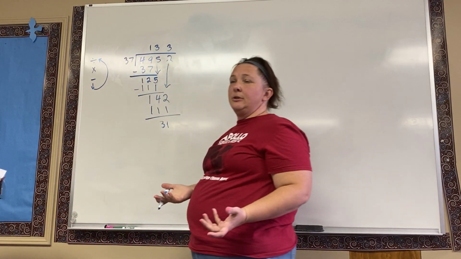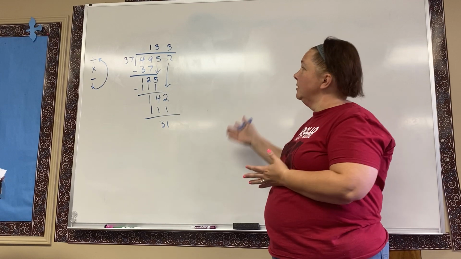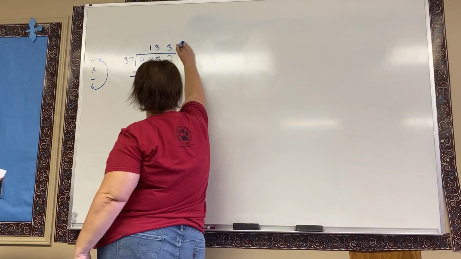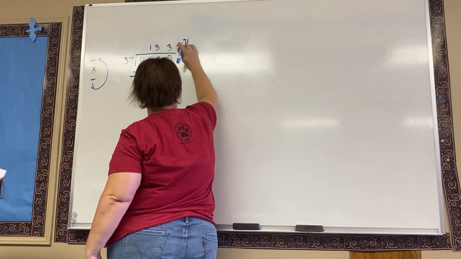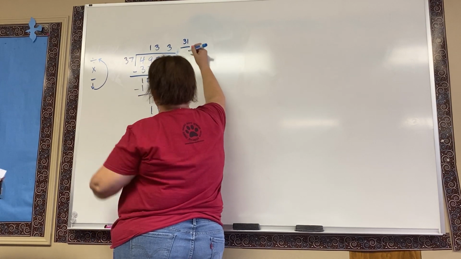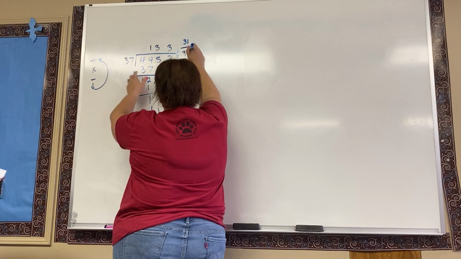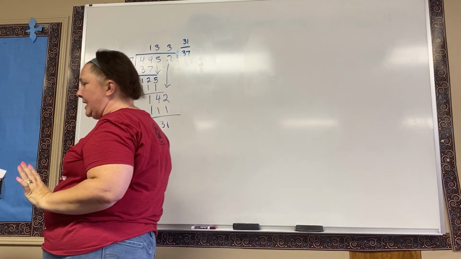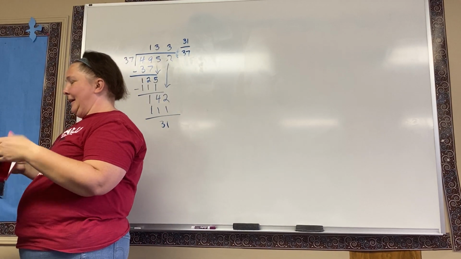And now what do I do with the remainder? Bring it up here, and you put 31 over 37, whatever this is over here. Okay, so it's the same idea, only it's complicated.